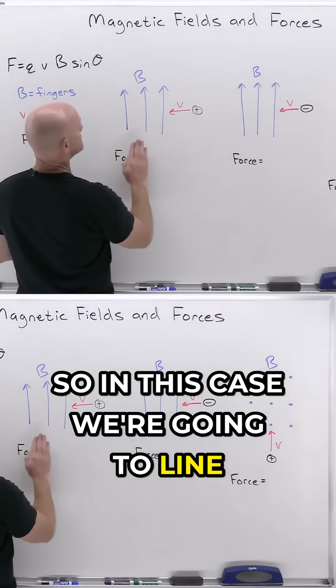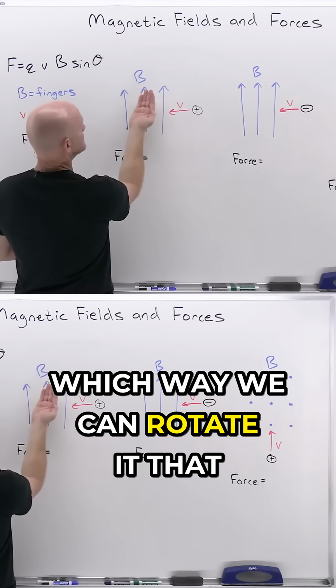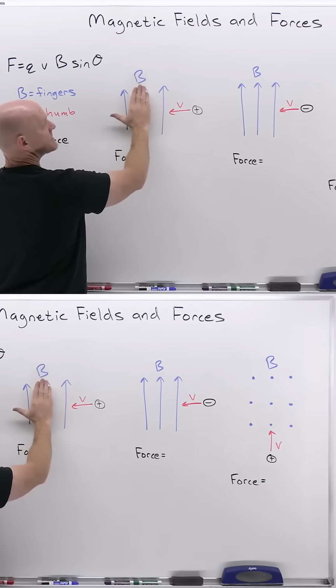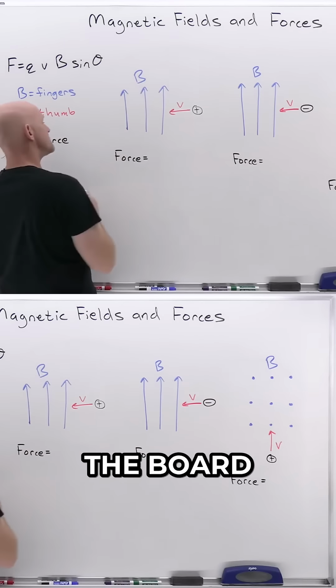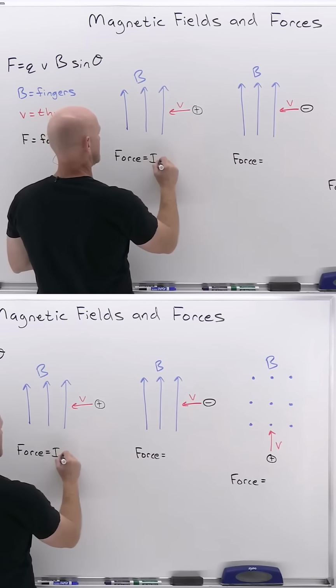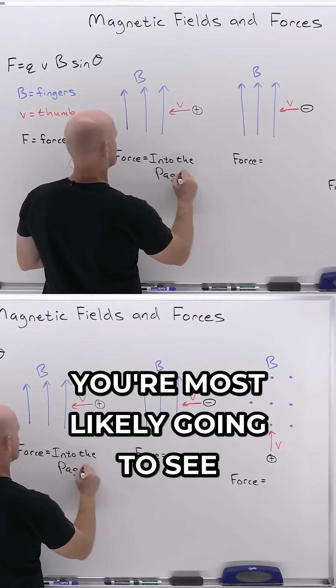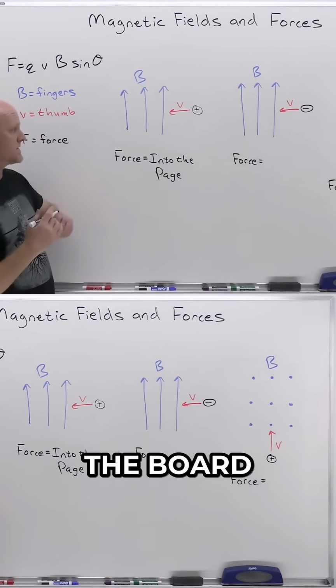In this case, again, we're going to line up our fingers in the direction of the magnetic field. Notice we have a lot of options for which way we can rotate it that all have my fingers pointing up, but we need our thumb to point to the left. For a positive charge, the force comes out the palm, which is into the board in this case. So I'm going to write "into the page," because you're most likely going to see this, into the screen or into the page of a book or something like that, or into the board in this case.